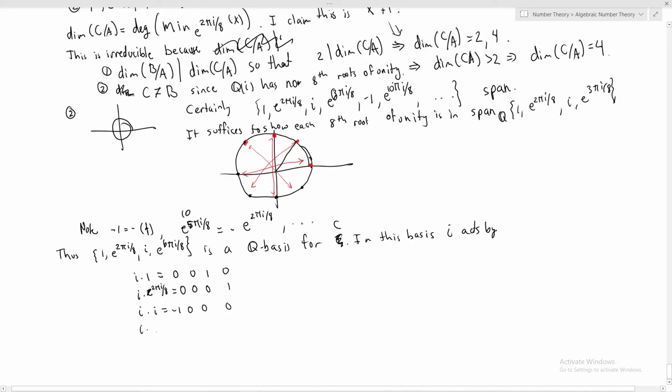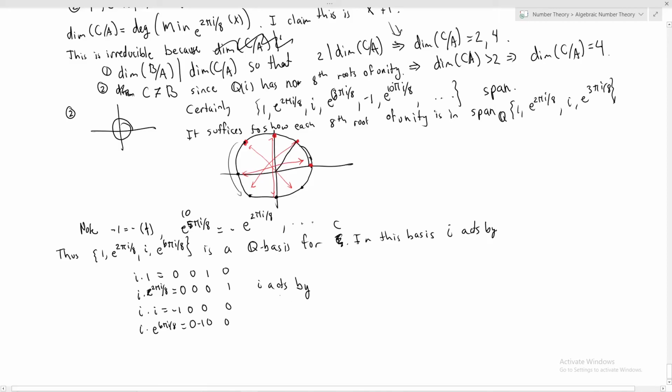And i times e to the 6 pi i over 8 rotates again by a quarter turn. That's going to be negative this one, so it'll be 0, -1, 0, 0. Okay, I think I may have this matrix transposed, but it actually doesn't matter for the trace or determinant. Okay, so we can compute the determinant.